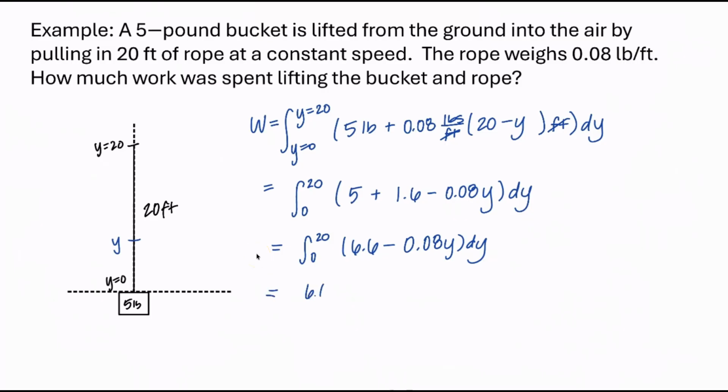So we're going to have 6.6y minus 0.04y squared. So add a power, divide by the new power. So 0.08 divided by 2 is 0.04. And we're evaluating this from 0 to 20. Thankfully, plugging in 0 gives us 0. So we'll just plug in 20.